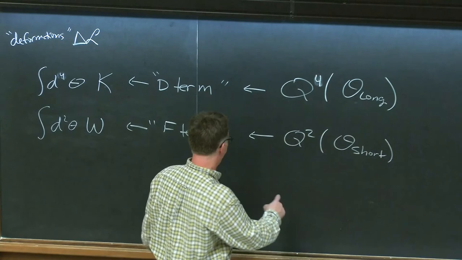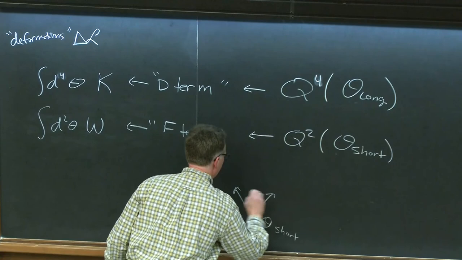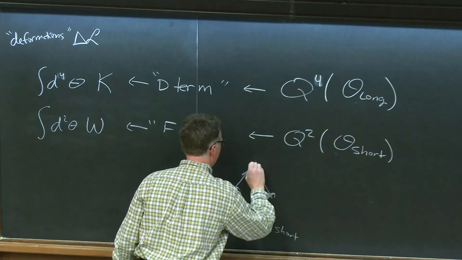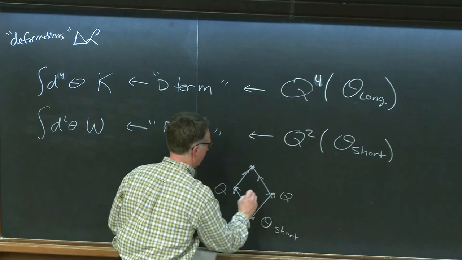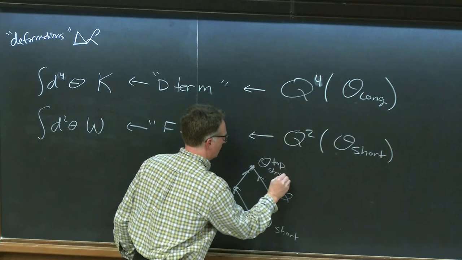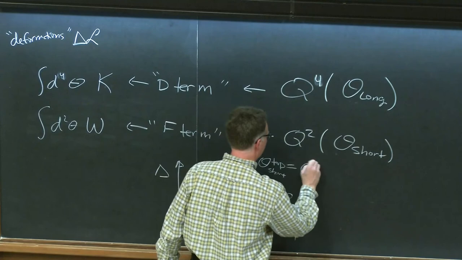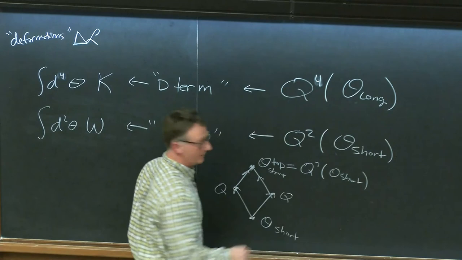So in this case, what we would do is say that there's an operator O short at the bottom. Then we can act with Q and Q to get two more operators. And when we act with Q squared, we get to the operator here, which is at the top. Here, we're increasing the dimension as we move up, and this is this Q squared. So this would be an example of an F-term deformation.